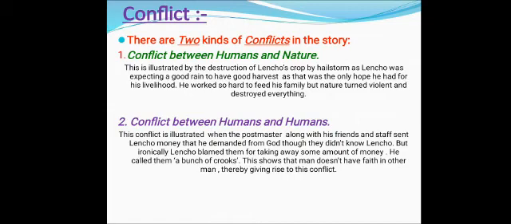Whereas conflict between humans and humans is well illustrated when the postmaster, along with his friends and staff, sent Lencho the money that he demanded from God, though they didn't know who Lencho was. But ironically, Lencho blamed them for taking away some amount of money. He called them a bunch of crooks. This shows that man doesn't have faith in other man, thereby giving rise to this conflict.